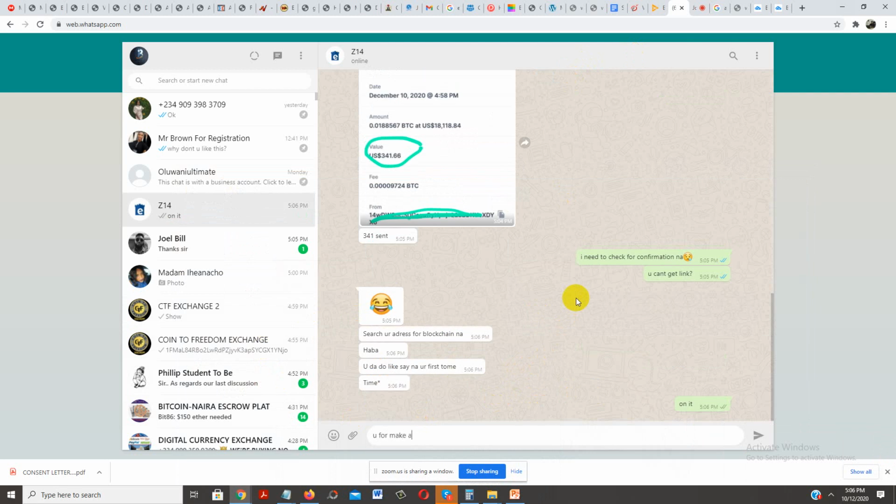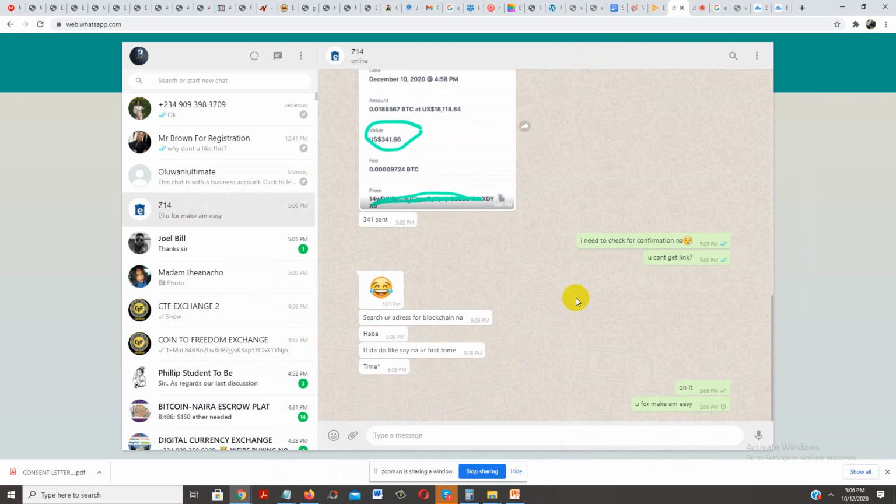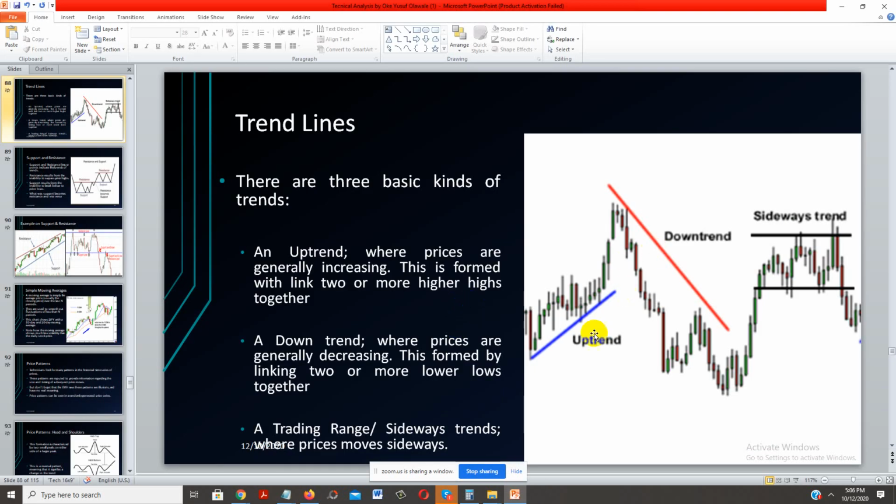Now, the line is what we use to determine it. Based on the fact that we are having a higher low, it became an uptrend. Now, because we have a lower high here, it is a downtrend.